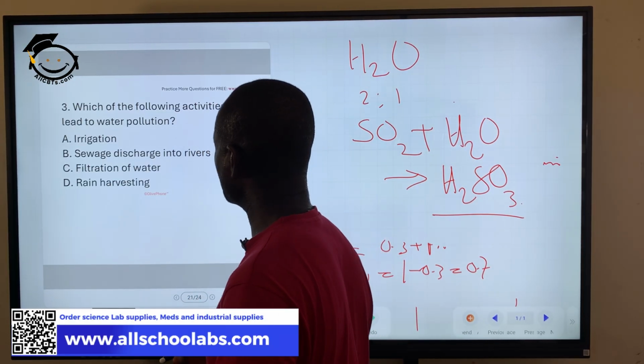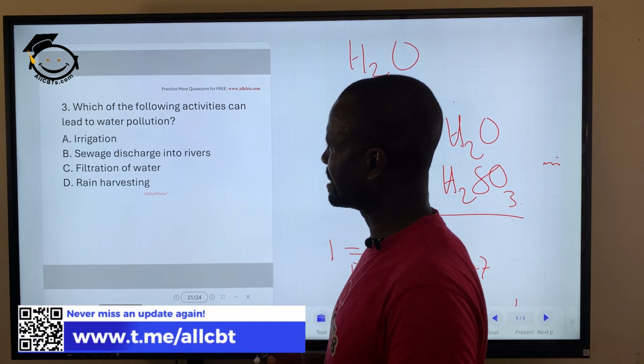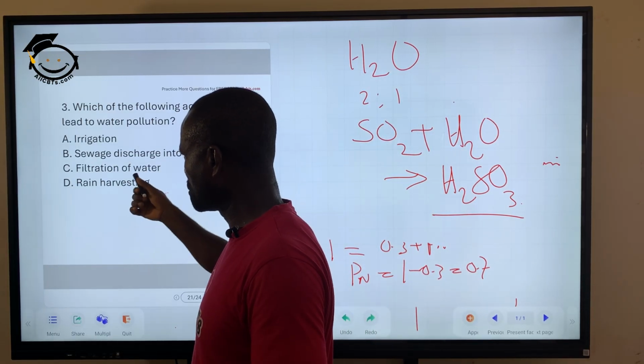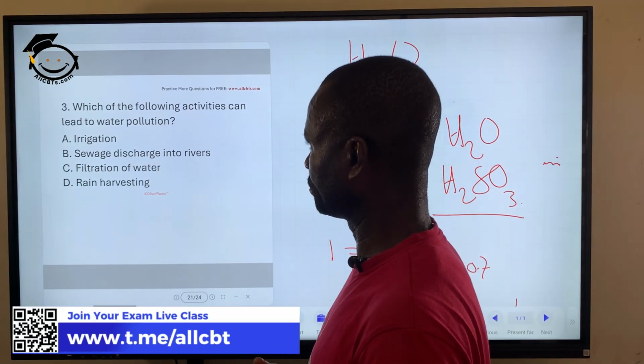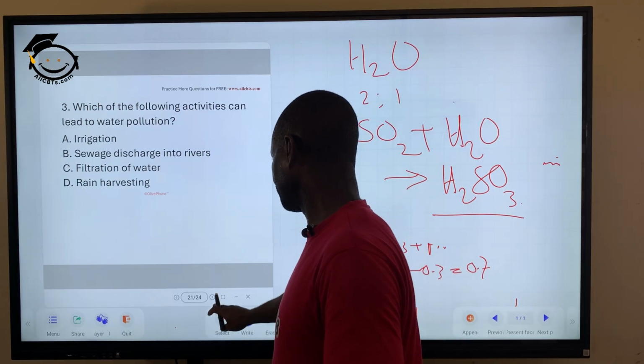Which of the following leads to water pollution? So our sewage system constitutes a problem on water due to the leakage in this sewage system, which now results in pollution. So the correct answer is B. The next.